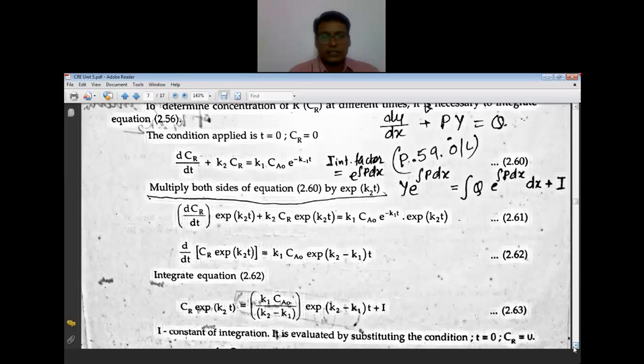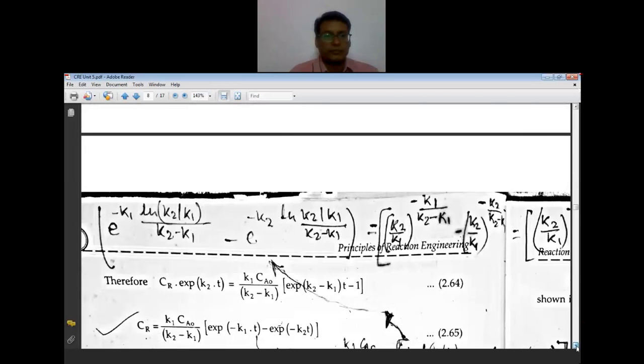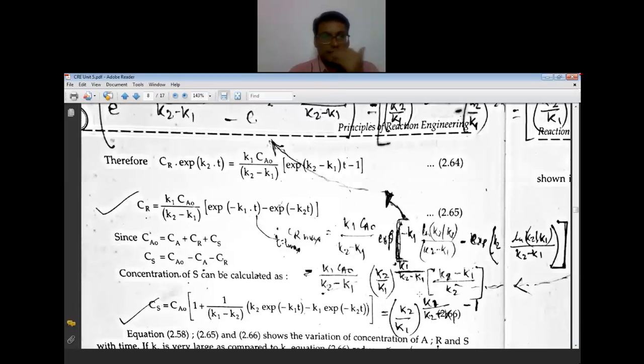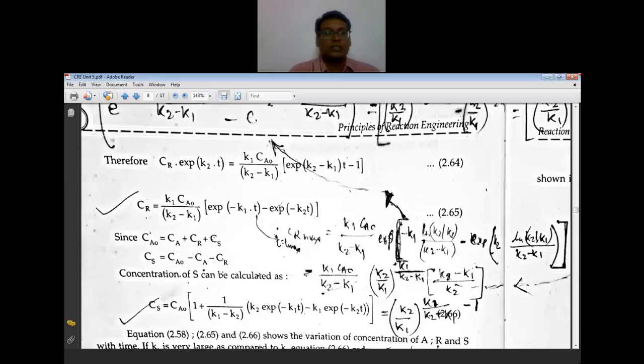The integration constant is coming as I, which is equal to minus K1 Ca0 upon K2 minus K1, and with this further simplification, this Cr is coming as K1 Ca0 upon K2 minus K1 into e raised to minus K1 t minus e raised to minus K2 t. This is what is obtained as your Cr. So we have solved this first order linear differential equation by using the integrating factor method. I know you can understand the mathematics, how to solve the linear differential equation.